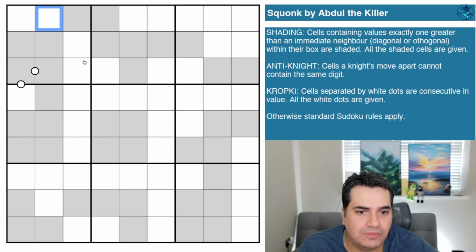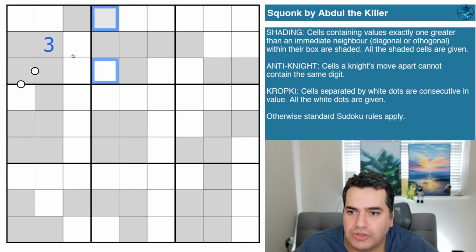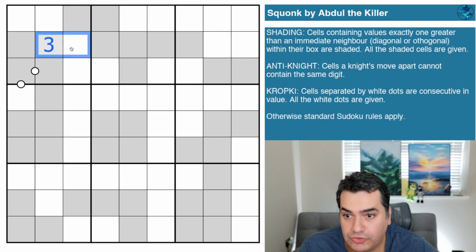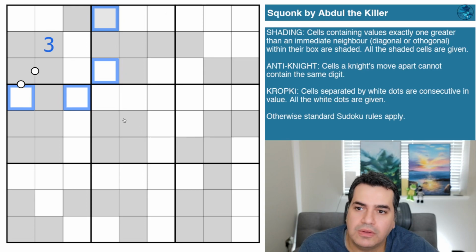So anti-knight. And I absolutely love knight-based Sudoku variants. Cells that are a knight's move apart cannot contain the same digit. So let's continue with our example of the 3. It means that none of these, which are a knight's move apart, can be a 3. Remember, in chess, a knight will move 2 forward and 1 to the side, or 1 to the side and 2 forward. So all of these are essentially not allowed to be the same as this 3 here.